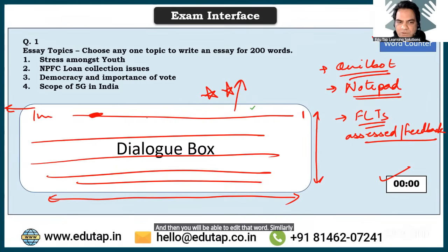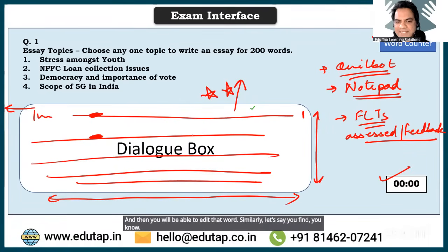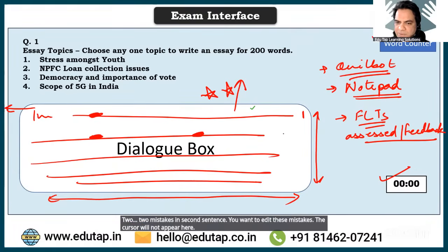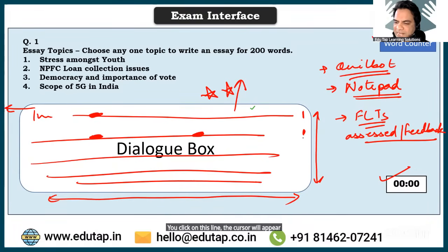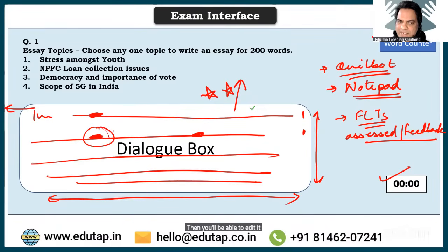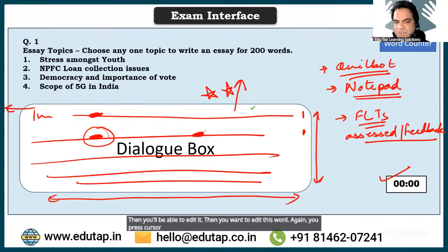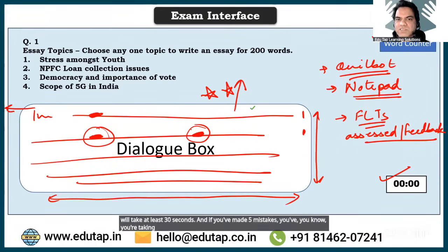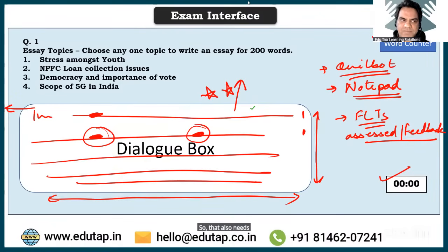Similarly, let's say you find two mistakes in the second sentence. You want to edit these mistakes. The cursor will not appear here. You click on this line, the cursor will appear at the extreme right of the line. Then again, you will need to keep the arrow key pressed. The cursor will slowly move to the word. Then you will be able to edit it. Then you want to edit this word. Again, you bring the cursor to this word. Then you will be able to edit it. So one edit will take at least 30 seconds. And if you've made 5 mistakes, you're taking 3 to 4 minutes just to edit 4 to 5 words in your answer. So that also needs a lot of getting used to.